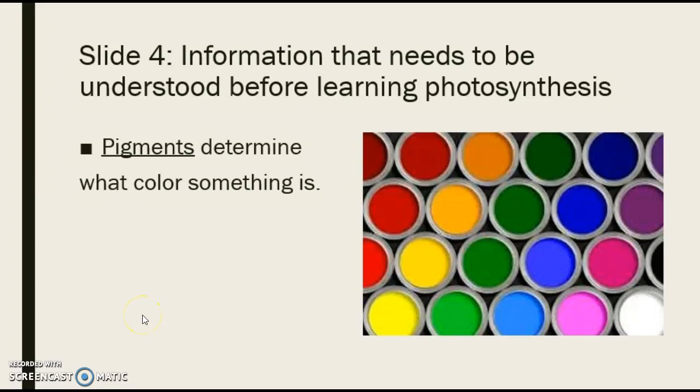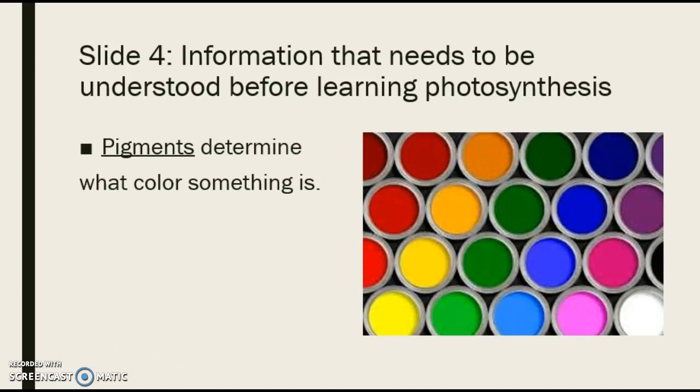The next item that we have to become familiar with are pigments. As we see on the screen here, pigments determine what color something is. When we're looking at anything, like these paints, this green one here for example, this paint has pigments that absorb all the colors in sunlight, except for green. Because green is not absorbed by the pigments in this paint, it's reflected, just like your reflection bouncing off a mirror. It doesn't get soaked into the mirror, it gets bounced off.